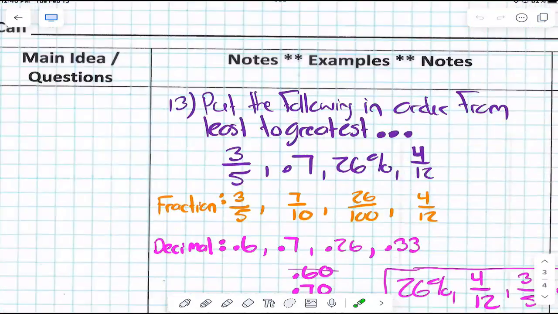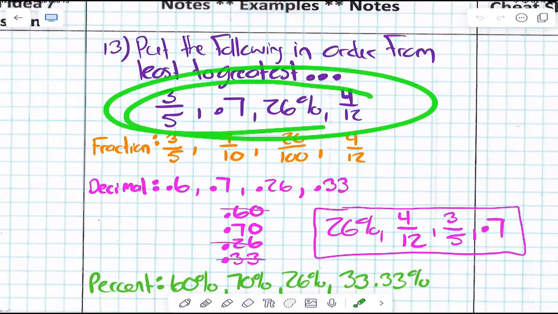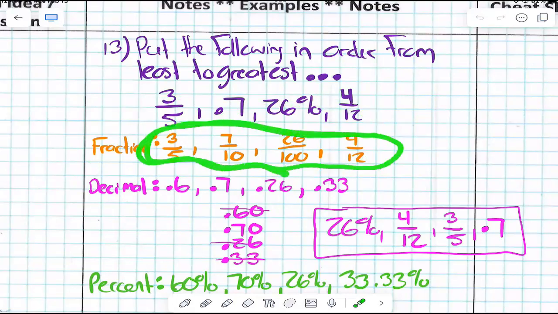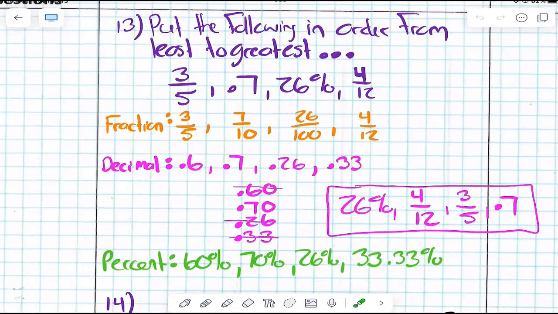This guy right here, number 13, we have these four numbers. We have a fraction, we have a decimal, we have a percent, and we have another fraction, yes? We changed them all into fractions. Can we compare these fractions? Why can't we compare these? They have different denominators. So, can we change that?